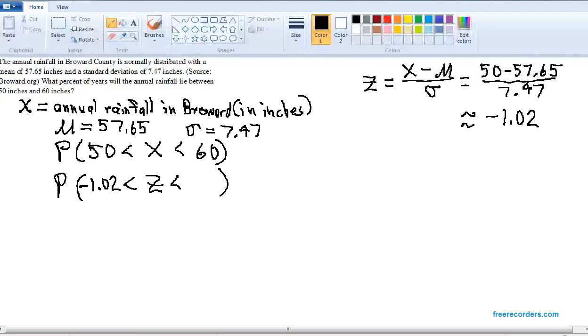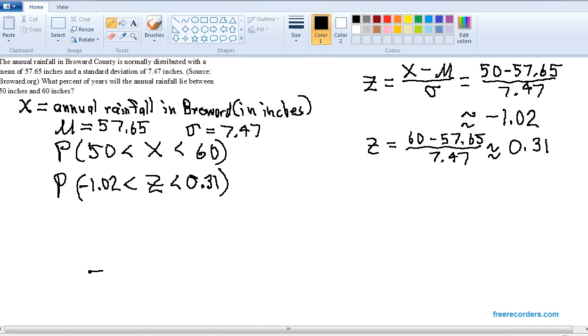Now let's find the z-score for the x value of 60. So we convert it by subtracting the mean and dividing by the standard deviation. Now, on your calculator, after you do the subtraction, you have to hit equals before you do the division in order to get the correct value. And here my calculator is giving me 0.31.